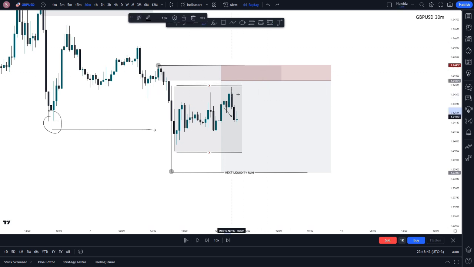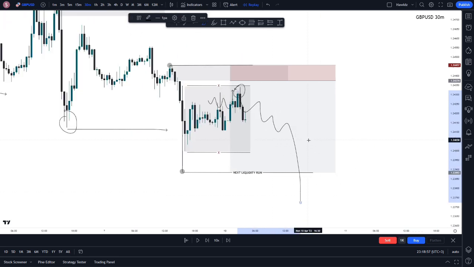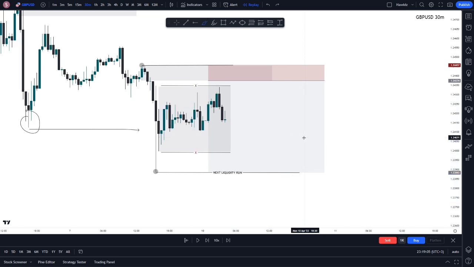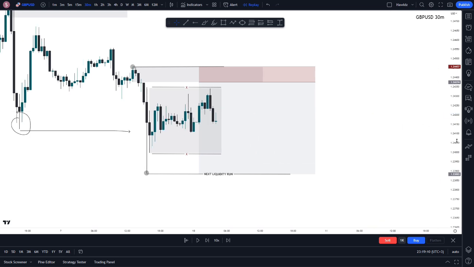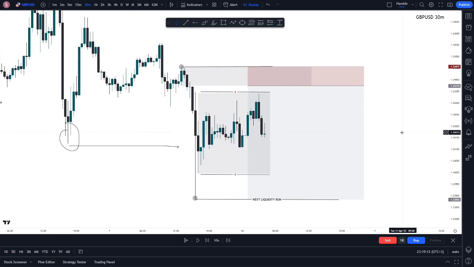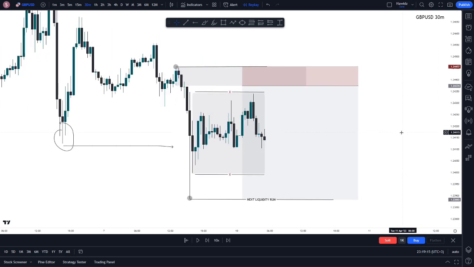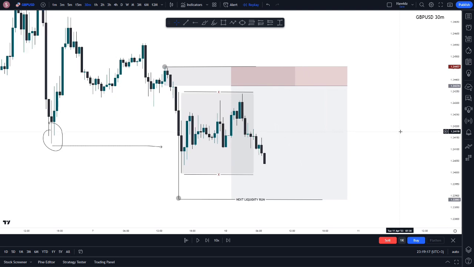If it comes up here and takes my entry and then goes bearish, fantastic. If it just wants to come and end up here and then go downwards, then it's great. I'm not going to gain anything, but I'm also not going to lose anything. That's the beauty of being patient. Now let's play price out and see what price does.